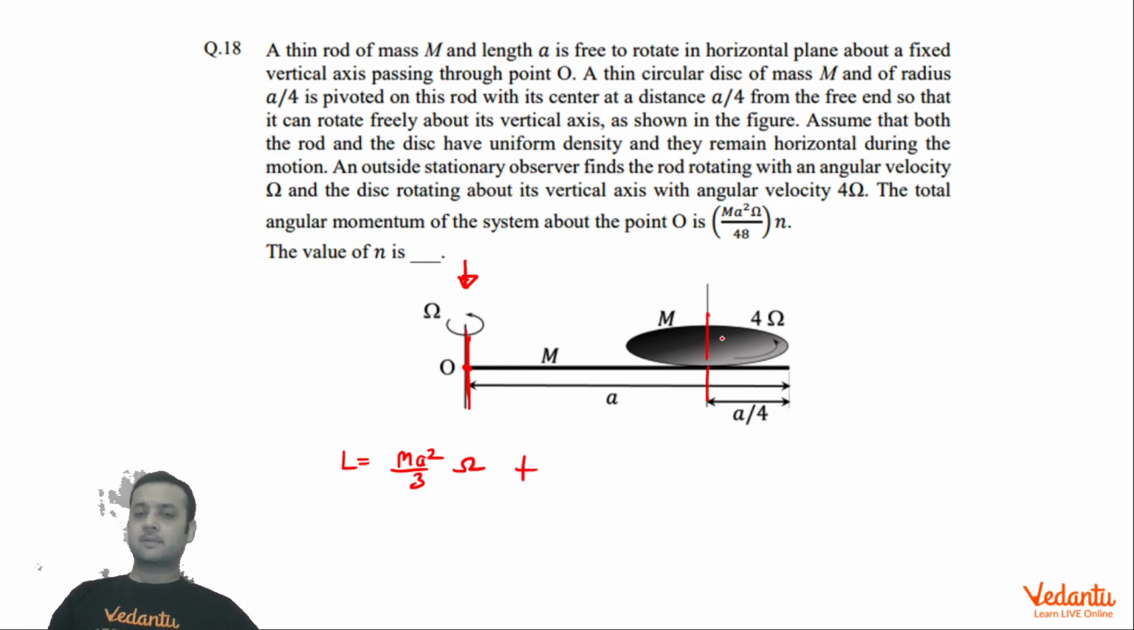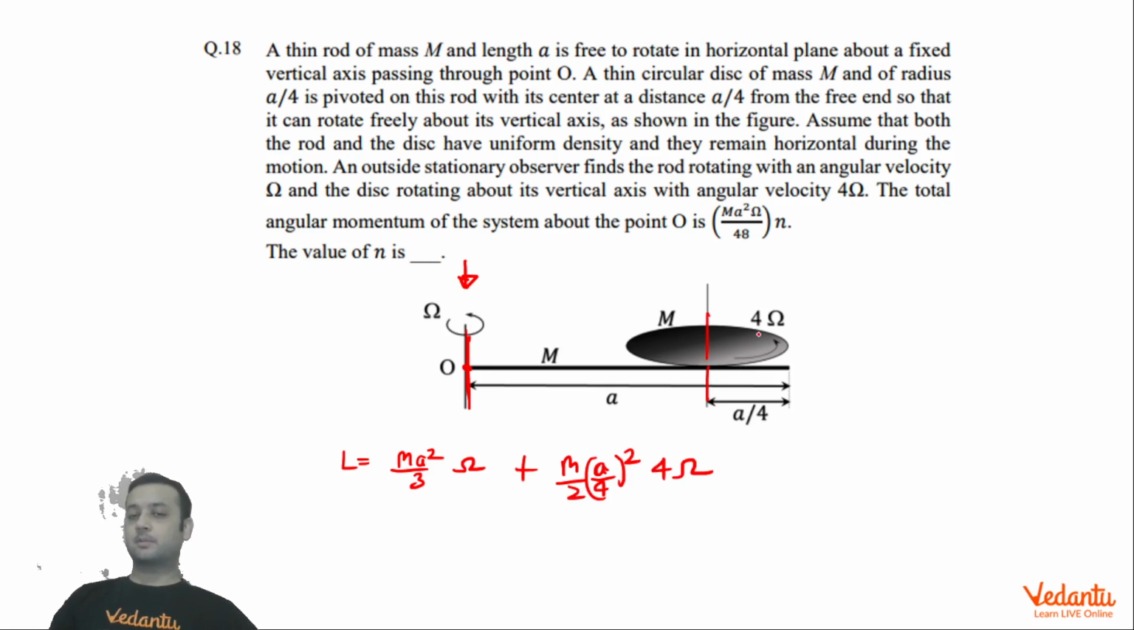Angular momentum of the disk about its center of mass will be I omega, where I is the moment of inertia about the center of mass, plus the angular momentum of the center of mass about point O. This is what we are going to do. The radius of the disk is a by 4, so I is m a square by 16 into 1 by 2, that is, m a square by 32, and I into omega, which is 4 omega.